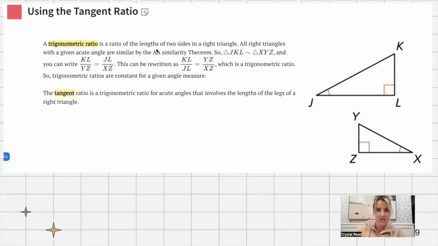Using the tangent ratio. So again, as I just said before, a trigonometric ratio is a ratio of the lengths of two sides in a right triangle. So again, we have to have right triangles. All right triangles with a given acute angle are similar by the angle-angle similarity theorem. So we can set up some ratios of those sides, and those trigonometric ratios are constant for any angle measure. The tangent ratio, which is what we're going over today, is a trigonometric ratio for acute angles that involves the lengths of the legs. So we're not involving the hypotenuse today. We are involving the legs. So it's the ratio of the legs of the right triangle.